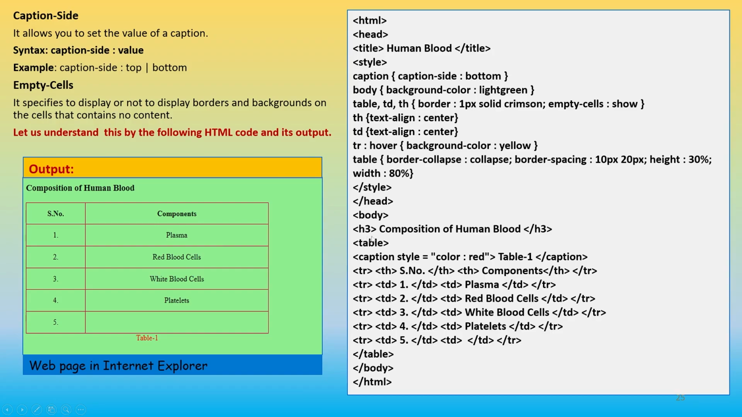Now the H3 heading is written as composition of human blood, which is here. Caption style is color red, which is given here. Table 1 is the caption, then it is written in a similar way as we have been writing in our previous pages, then slash table. See, in the fifth row I have not specified any item, so nothing is written between TD and TD here. It is empty.